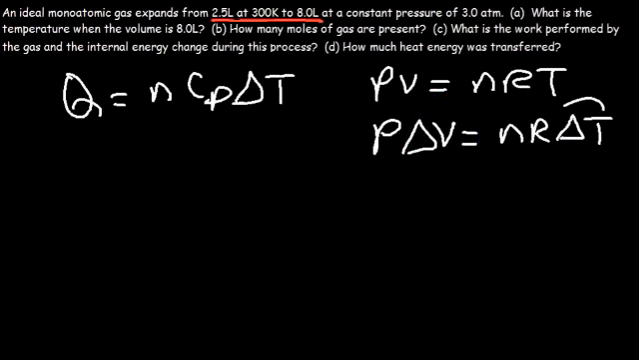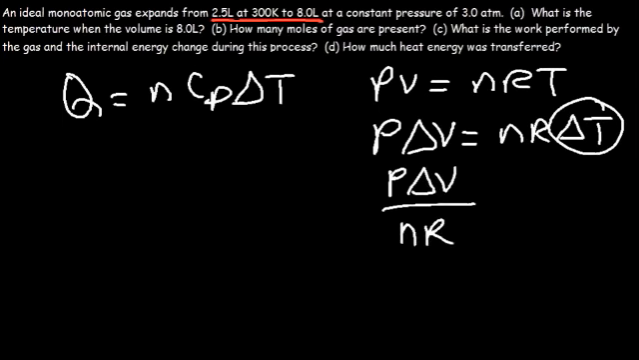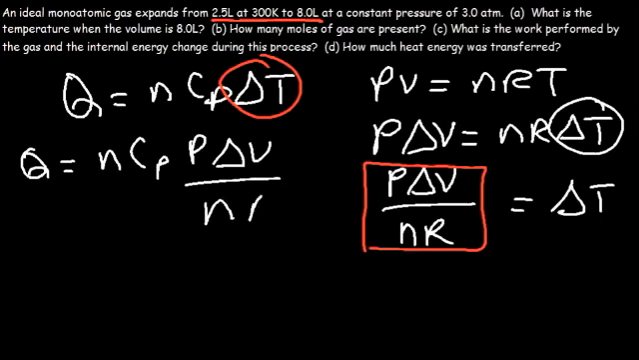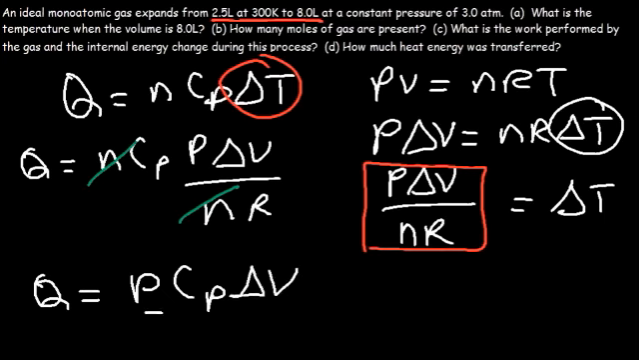Now we need to solve for delta T. So P delta V divided by nR is equal to delta T. So now let's replace delta T with this value. So Q is equal to n times Cp times P delta V divided by nR. So we can cancel n. So therefore Q is equal to P, the pressure, times Cp, the molar heat capacity at constant pressure, times the change in volume divided by R.